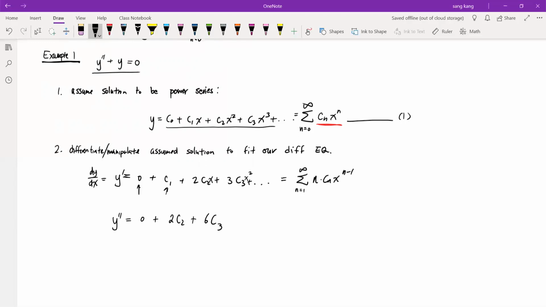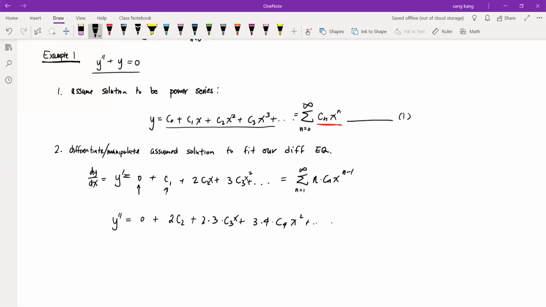Actually, I'm going to write this as 2 times 3 times c3. And then, of course, the next one's going to be 3 times 4 times c4 x squared. I'm missing an x here again. Okay, so now we see a pattern there.